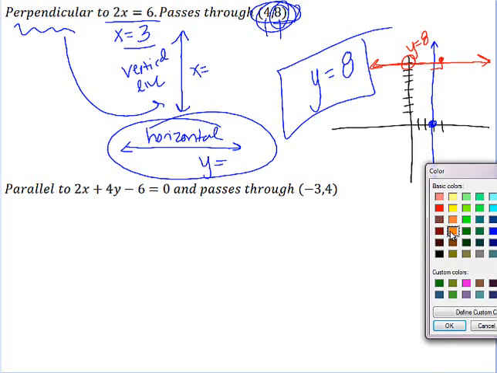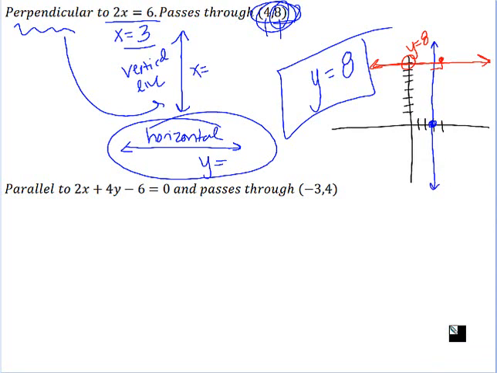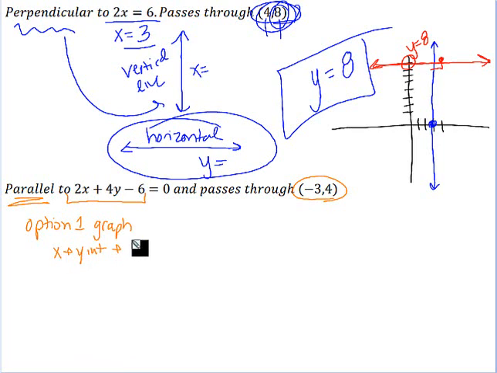Here's another example, set up slightly differently. This time we are parallel to the equation 2x plus 4y minus 6 equals 0, and we pass through this point negative 3, 4. Two options. Option 1, graph the x and y intercept and find slope. Option 2, solve for y and find slope. It does not matter which option you do, it's completely up to you.